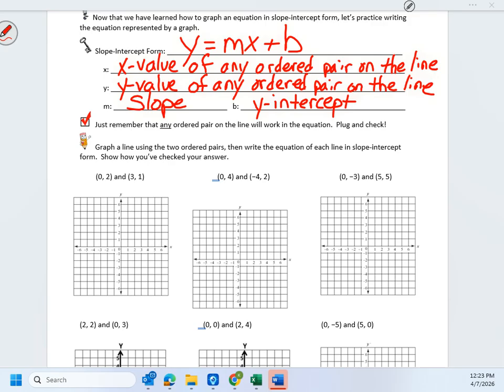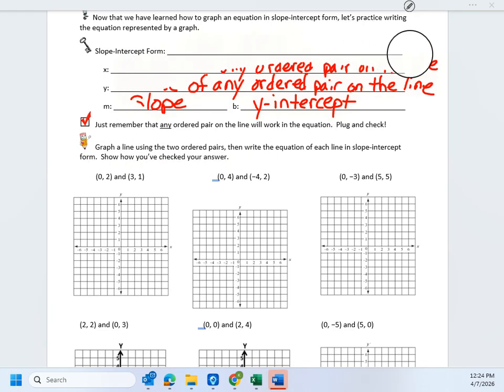So we're going to graph a line using the two ordered pairs. Then we're going to write the equation of each line in slope-intercept form. Show how you've checked your answer. So for my friends who did not show the objective that we just did, we won't get credit if we're not showing. So you have to show all your work. Okay. So let's see how this works. Let me scroll up.